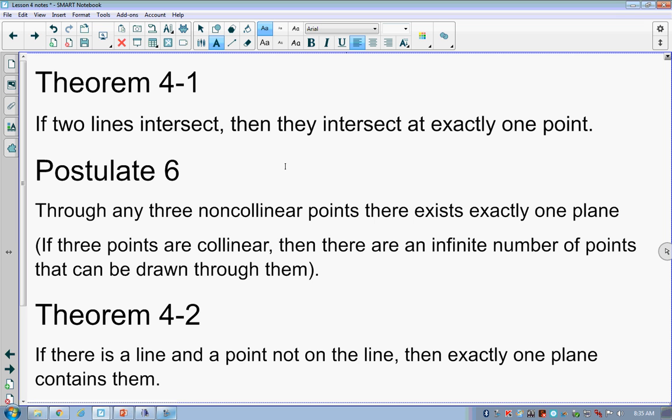Okay, theorem 4-2. If there's a line and a point not on the line, then exactly one plane contains them. All right, and I think you can see theorem 4-2 is on page 22, and they have a picture there that you can look at.